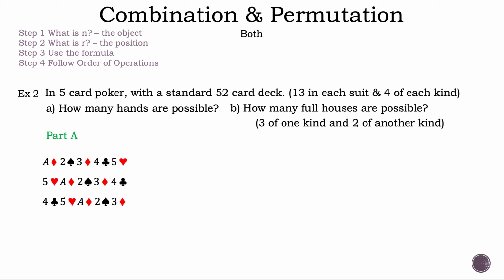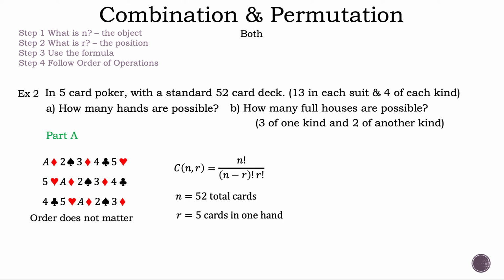That is correct. The three different hands are actually the same, so order does not matter. That means we're going to use combination to find our answer. In this case, N is 52, since there are 52 cards in a deck, and R is 5, since each hand has 5 cards. Let's substitute 52 for each N and 5 for each R.